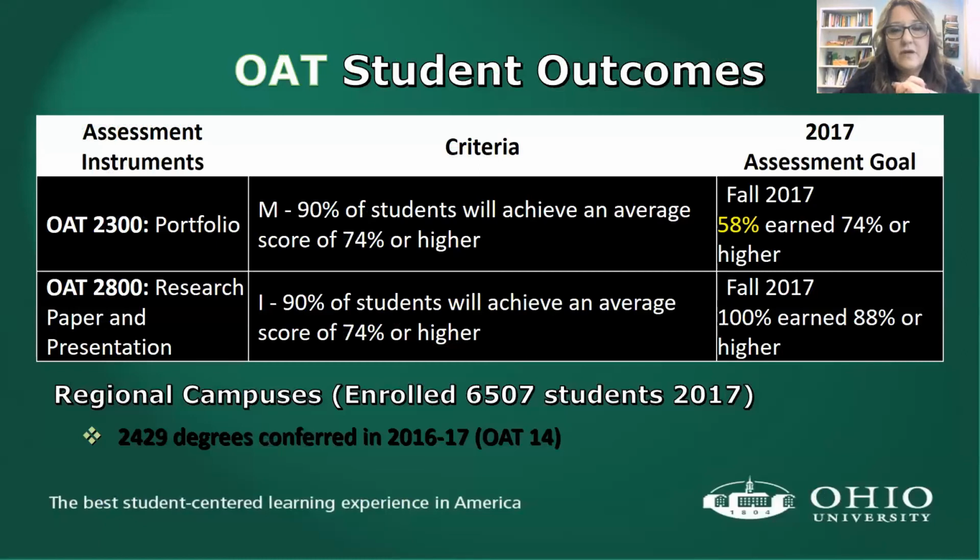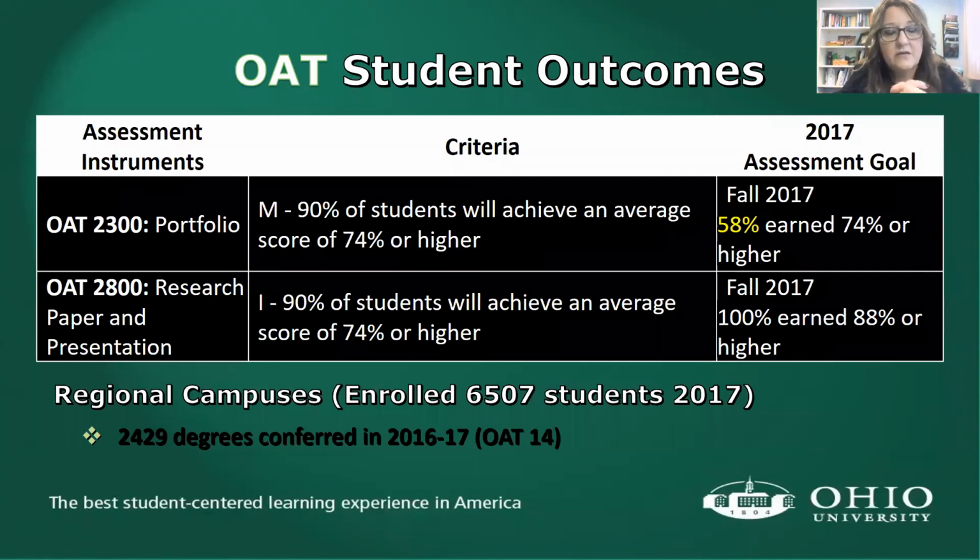Okay, now if we come back to OA, I'll show you our assessment instrument in our 2300, our BCom class, as a portfolio. And our criteria, if you'll remember, was 90% of the students getting a 74. And I took fall 2017, which is really recent, course offerings, and 58% of our students earned that 74% or higher. So I put that in yellow. That's a flag for us. Then if you look at our entry course and you see the research paper that they do on careers and the presentation that they make, 100% of the students earned an 88% or higher. So that's a great outcome for us.